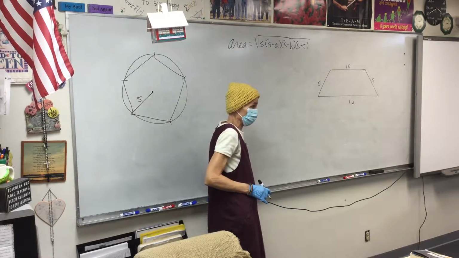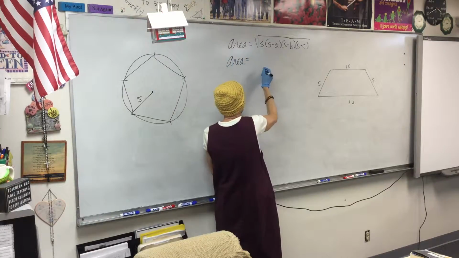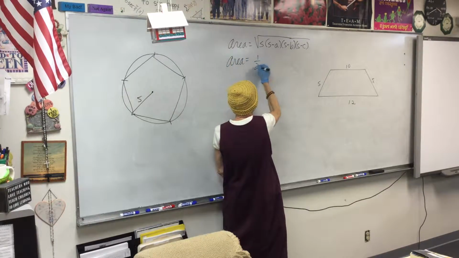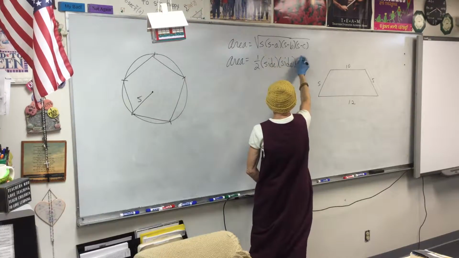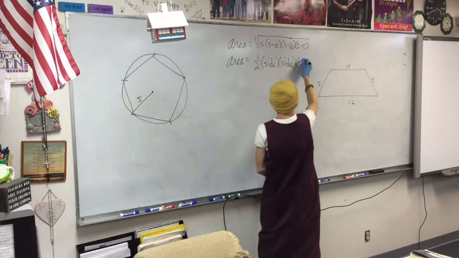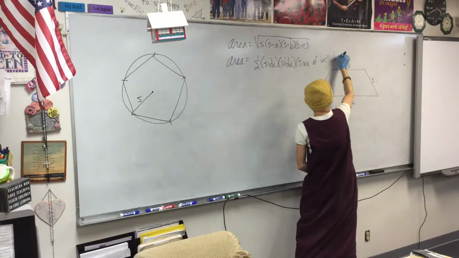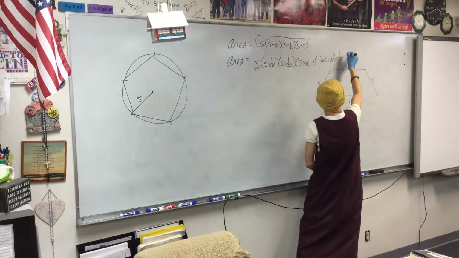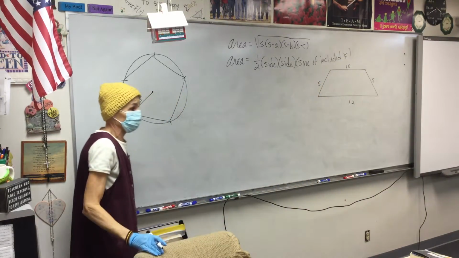Anybody remember the other one we talked about? John? One half of the side times the side, then the sine of the angle. Yep. Sine of, I'll say, the included angle. That's the mathematical way of saying it, but it's the angle in between. Yep, that's exactly right. So one half side side sine.